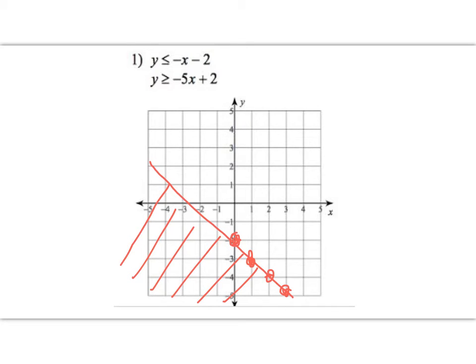Then for the second one, I can use a different color. It says y is greater than or equal to negative 5x plus 2. So first you want to graph the y-intercept, which is 2. Then you want to go down 5. So 1, 2, 3, 4, 5, over 1. And since it's greater than or equal to, you're going to graph a solid line. And since it's greater than or equal to, you're going to shade up.